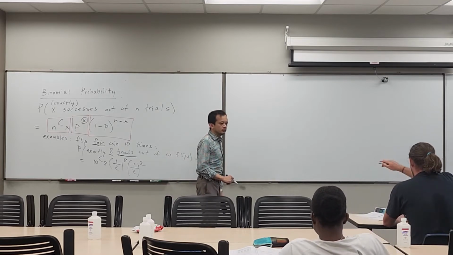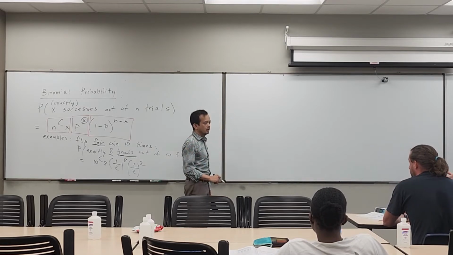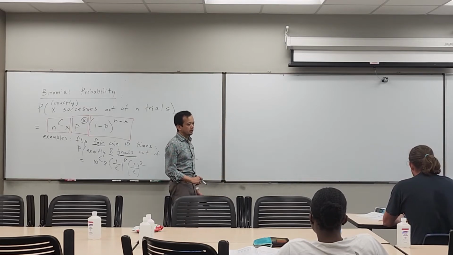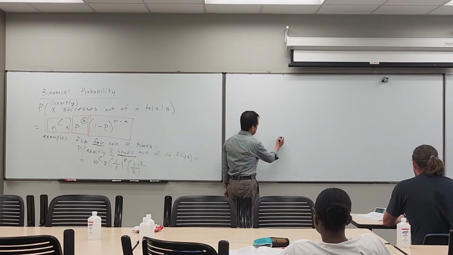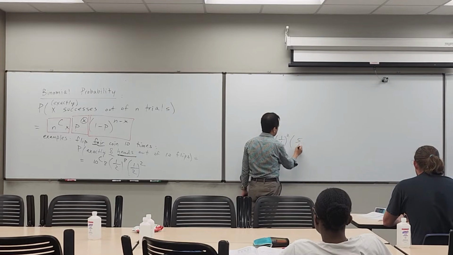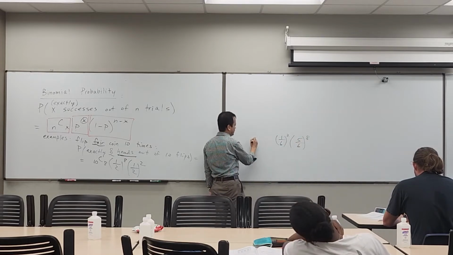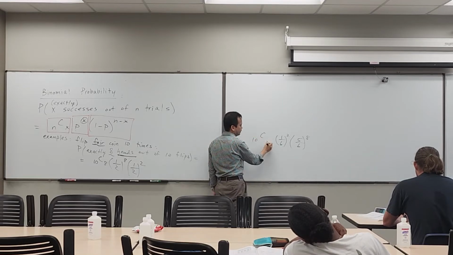Which one did you just do? The bottom one you were talking about when it was the 2, right? When you had 2 sixes and 8 non-sixes. Oh, okay. So it'd be 1/6 squared, and then 5/6 to the 8th, right? And then the 10 choose 2.